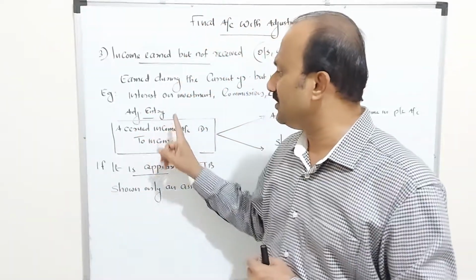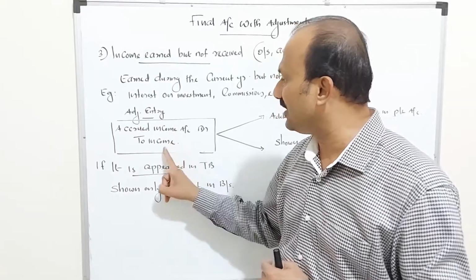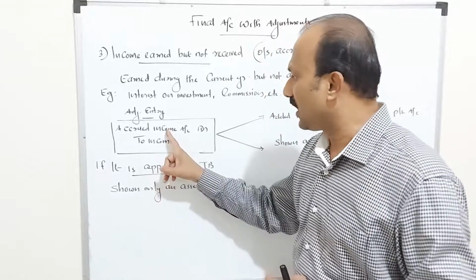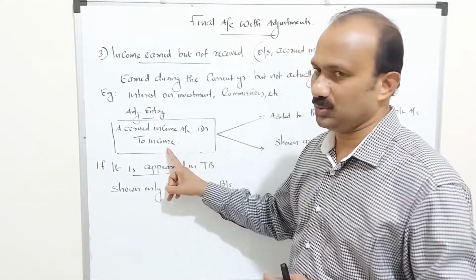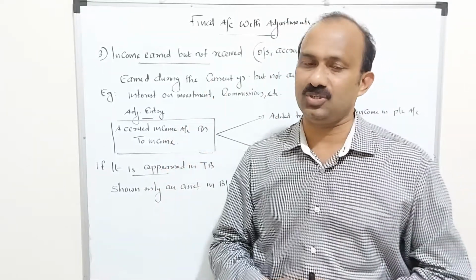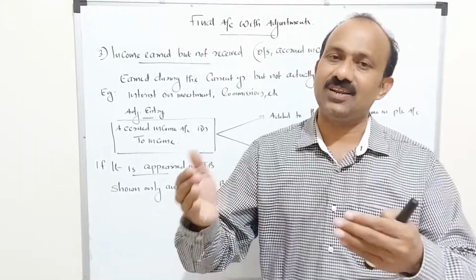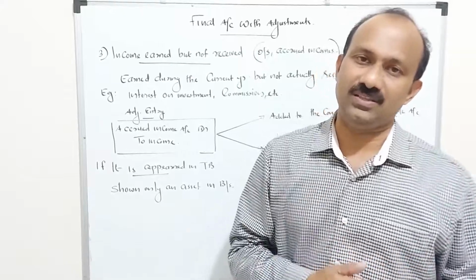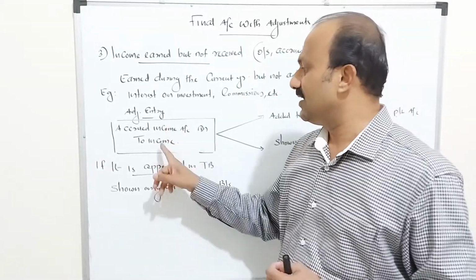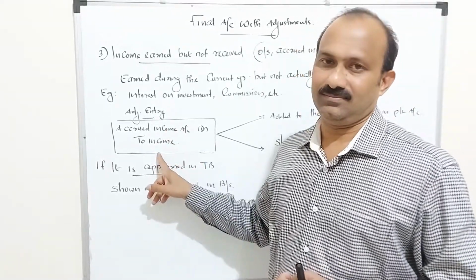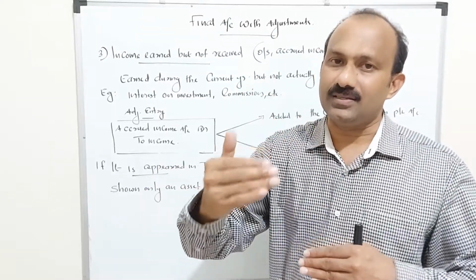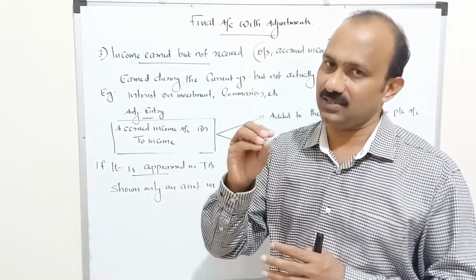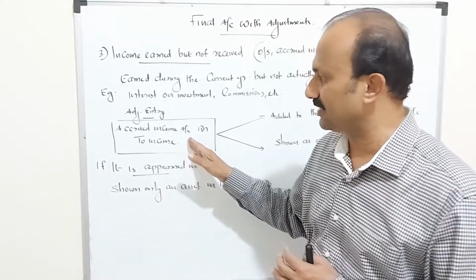The adjusting entry for accrued income is accrued income account debited to income. Why is accrued income debited? Because it is an asset, still not received. Maybe tomorrow or next year or any time it has to be received. Therefore, it is an asset. It is your income. That means your income is increasing. Therefore, income is credited. Always income is credited, asset is debited. That is the policy we are applying here.